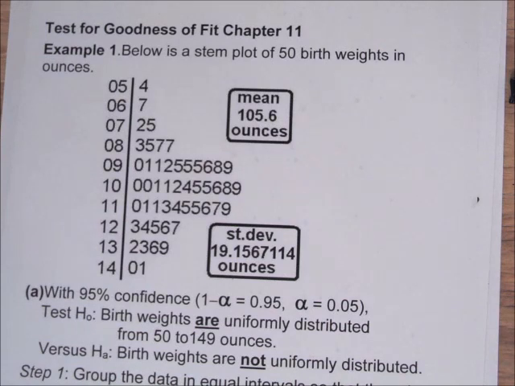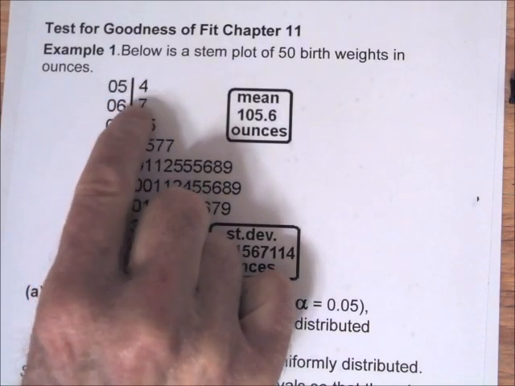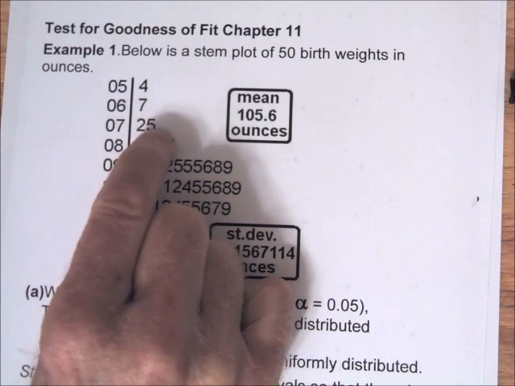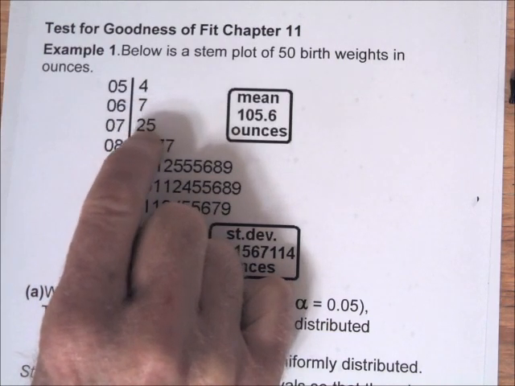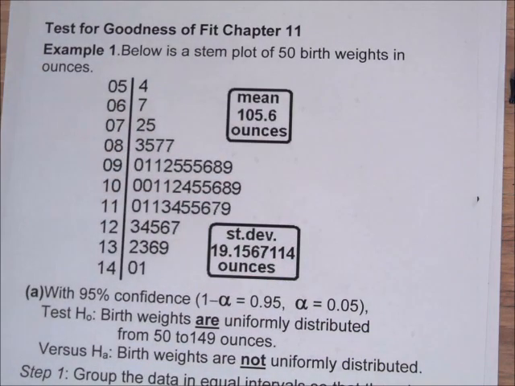Okay, in this example, we have a stem plot of 50 birth weights. The 4 in row 5 is a 54-ounce baby, the 7 in row 6 is a 67-ounce baby. We have two numbers in row 7, a 72-ounce baby and a 75-ounce baby, and so forth. Altogether, there are 50 birth weights here.